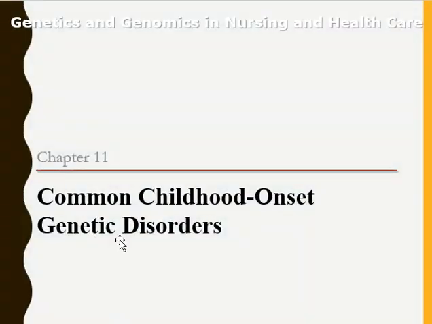Hello, this is Chapter 11, Common Childhood Onset Genetic Disorders. I have broken this down into two parts. Part 1 is going to be the largest component, and Part 2 is only going to be about 10 minutes.